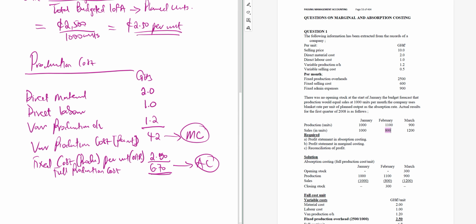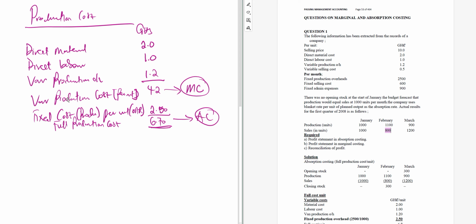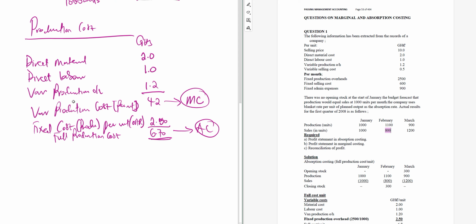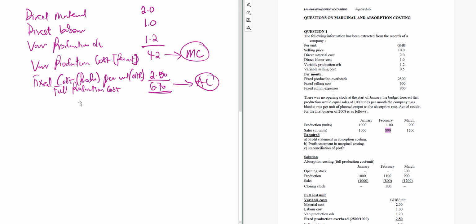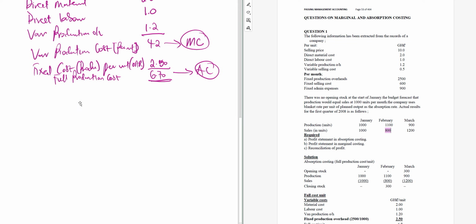Once we have our production cost, the next thing is to prepare the statement. But we need to check if there was any under or over absorption for absorption costing, just like we did the last time. So how do we do under or over absorption? To get it, we need to check our overhead absorbed against our actual overhead.